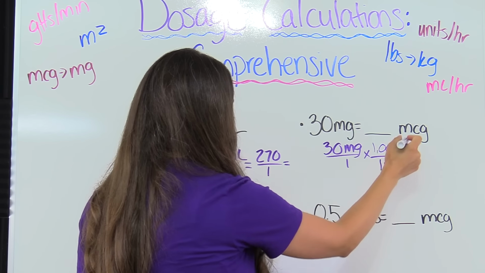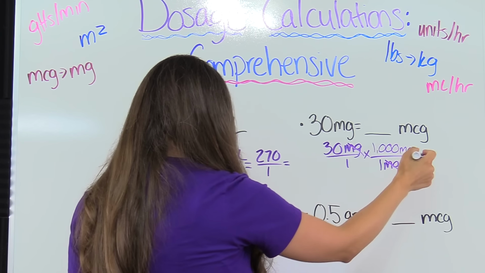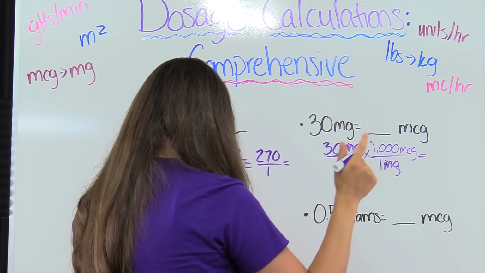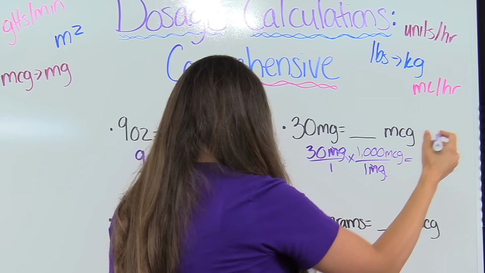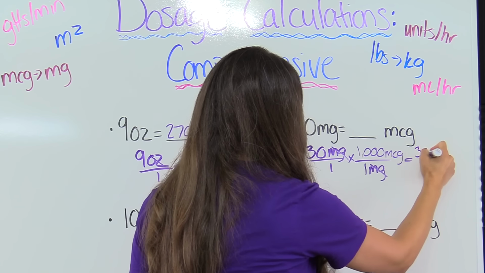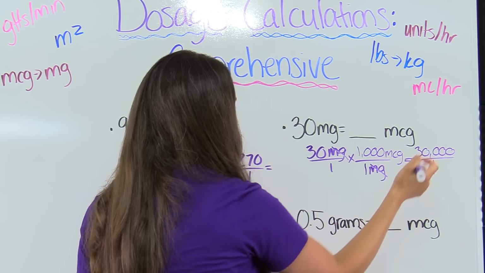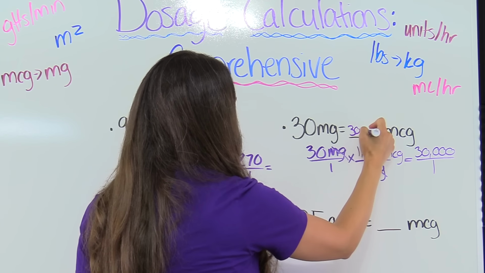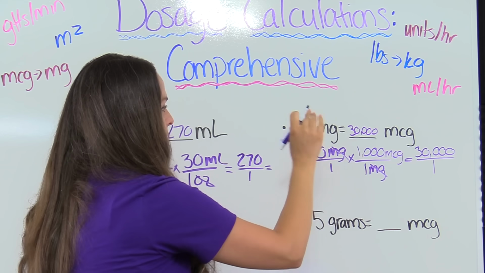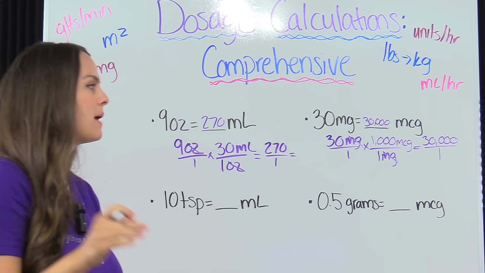That's our destination. So milligrams cancels out. We're going to multiply everything at the top, everything at the bottom, and then divide. So 30 times 1,000 is 30,000. And 1 times 1 is 1. Divide that out, you get 30,000. So 30 milligrams equals 30,000 micrograms.